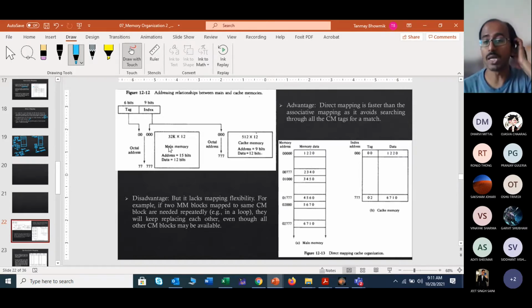Now when you are trying to map, look here. In your cache memory, these index addresses vary from 000 to 777.